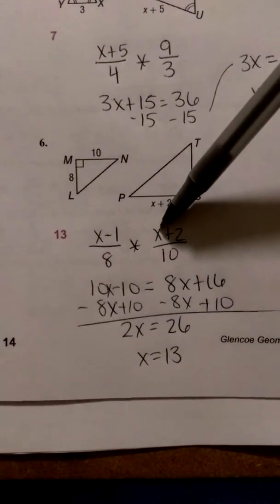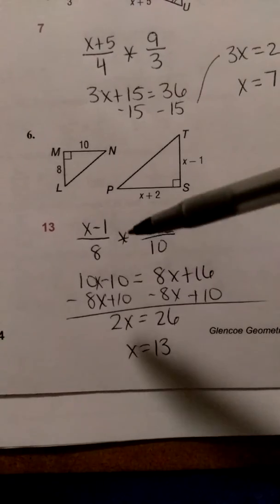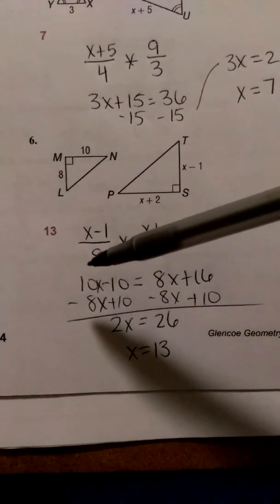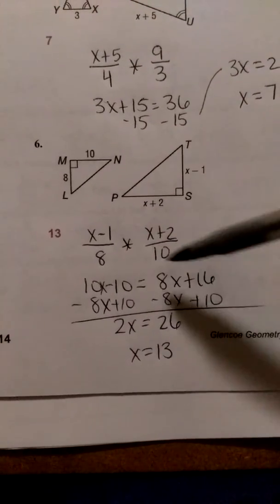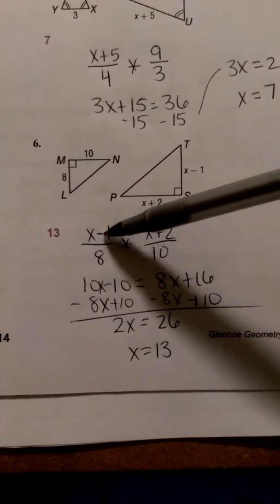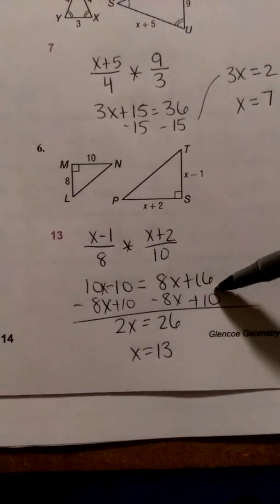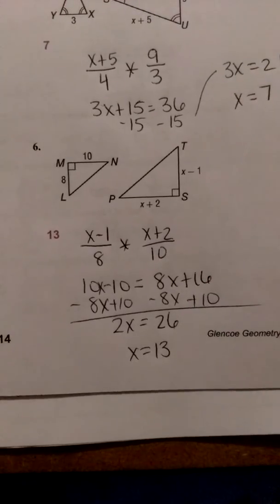Then I'm going to cross multiply. Again, don't forget to distribute. 8x plus 16 is what I got here, and then 10x minus 10, and then you solve for x, and that's how you get x is equal to 13.